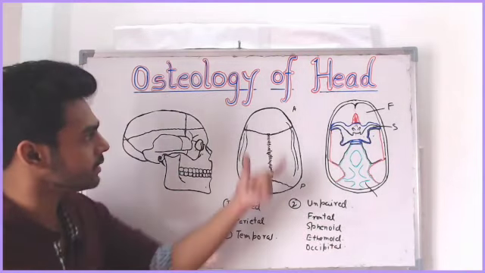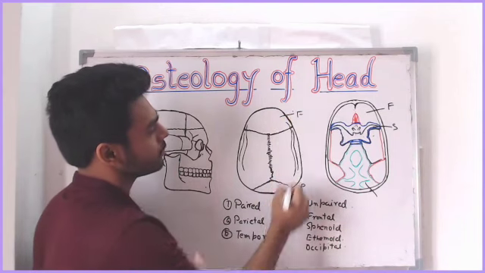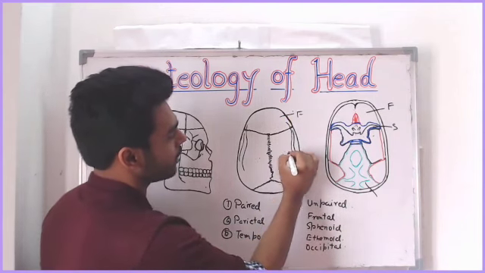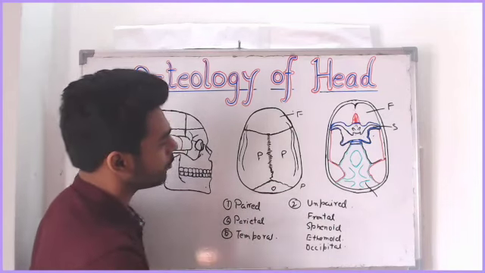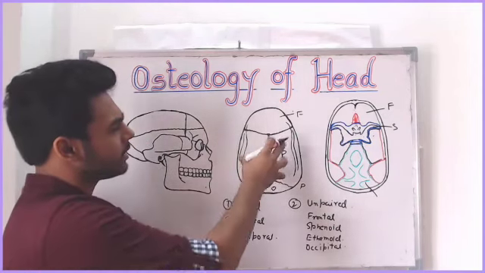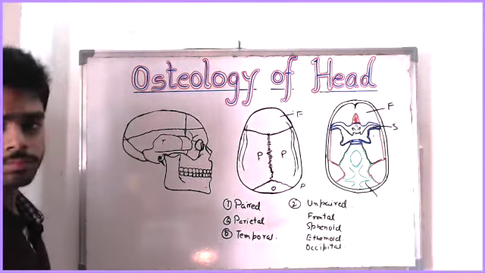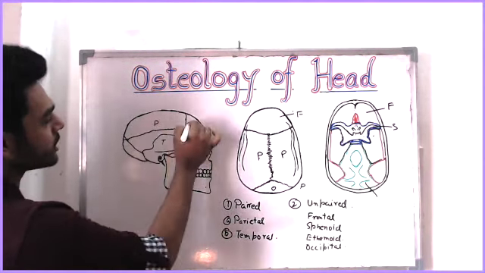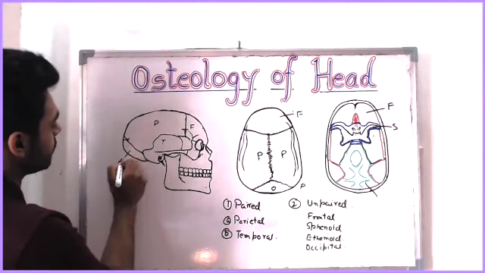Now let's see in this structure. Here this is the frontal bone, on both sides we have the parietal bone, and this we have the occipital bone, and we can't see the temporal bone properly from this view. Here you can see this is the temporal bone, this is the parietal bone, this is the frontal bone, and this is the occipital bone.